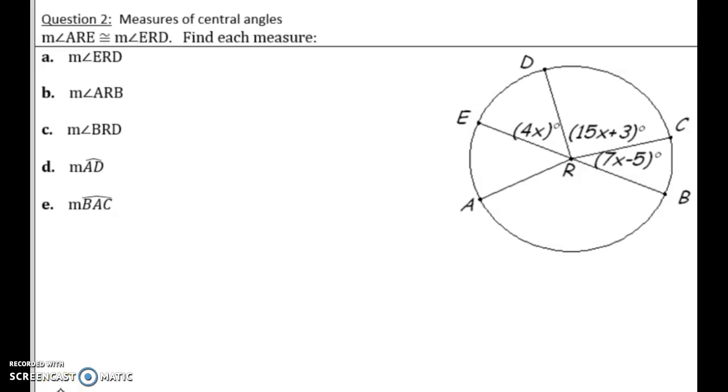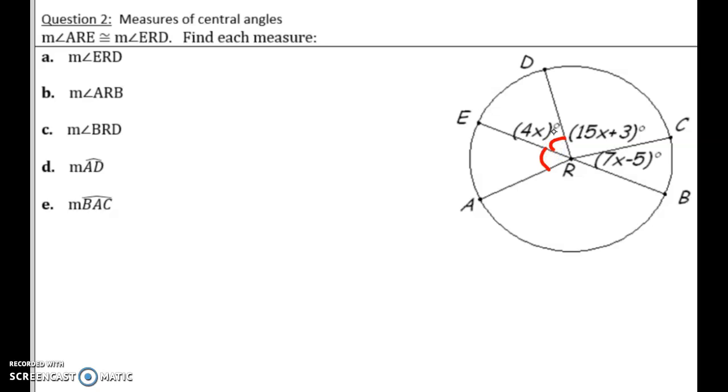Okay, this problem is on your notes, so please follow along and write it down. I think it's easier when you write it down. So make sure you read the directions. Directions say the measure of angle ARE is congruent to the measure of angle ERD. So ARE is here, and ERD is right here.